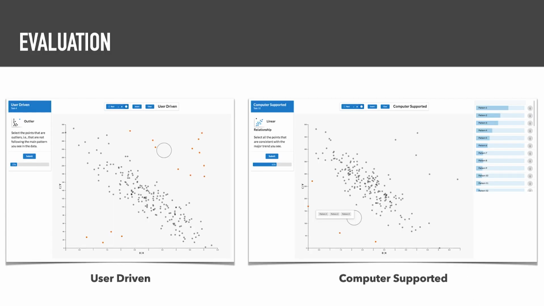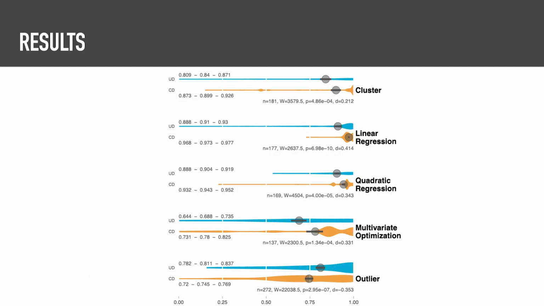We evaluate our method in interviews with domain experts and in a quantitative crowdsourced study with 128 participants. We compared user-driven mode, where only brushes were available, with computer-supported mode that included the prediction interface. We found that participants were more accurate for difficult tasks for all patterns except for outliers. Please look at the paper for details.